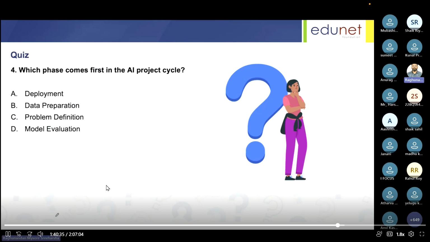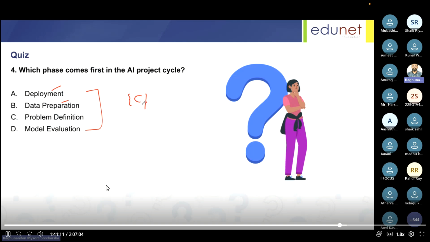Next question, which phase comes first in the AI project cycle? Is it deployment, data preparation, problem definition, or model evaluation? When you look at this, I cannot deploy something where I don't know what it is. I do not know the problem, so I cannot prepare the data. So it is C.